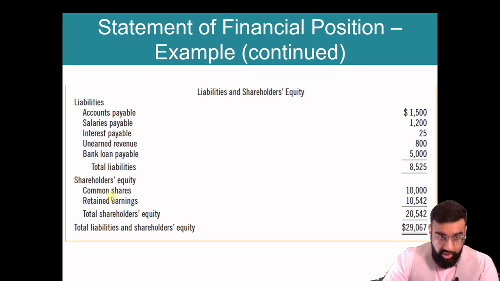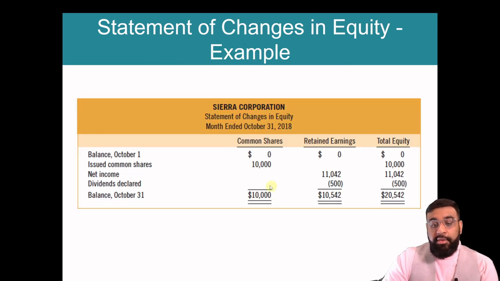And if you can recall, the balances of common shares and retained earnings, and the total shareholders' equity of 20,552, are coming from the second statement, which is the statement of changes in equity. As you can see, in the statement of changes in equity, the second statement, these balances of common shares of 10,000, retained earnings of 10,542, and total equity of 20,542 go directly onto the balance sheet, or the statement of financial position. So this is why the order is very important.